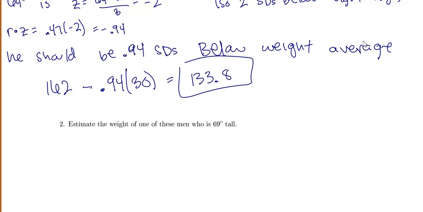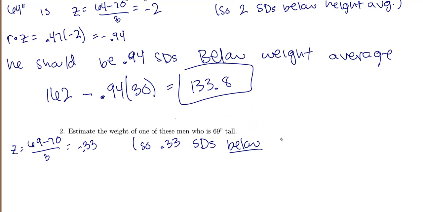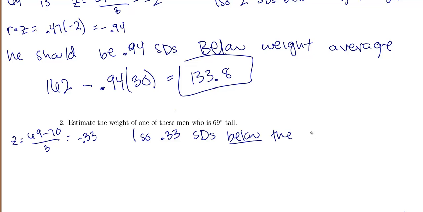Now let's estimate the weight of one of these men who is 69 inches tall. So first let's find our z-value. So 69 minus the average divided by the standard deviation. And all of this is for height, because that's what we're working with right now. So this is negative 0.33. So negative 0.33 standard deviations. Or I'm just going to say 0.33 standard deviations below the height average.